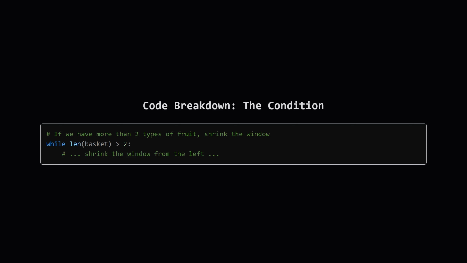This is the heart of the algorithm. After we've added a new fruit to our window, we check if the window has become invalid. We do this by checking the number of unique keys in our basket dictionary. If the length of the basket is greater than 2, it means we have 3 or more types of fruit, and we need to start shrinking the window.